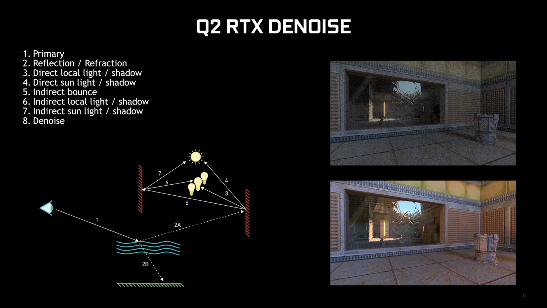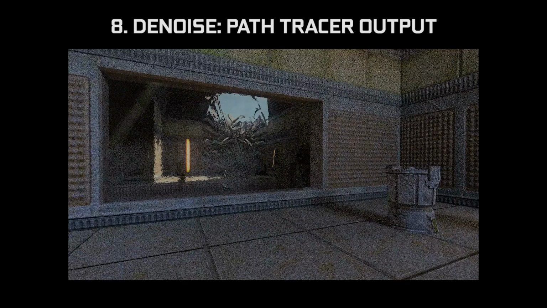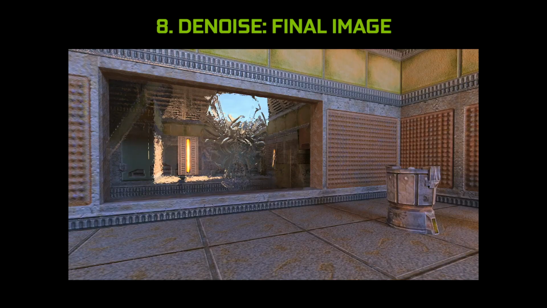The final step is denoising. For real-time rendering, we'll typically shoot a few to a few dozen rays per pixel. Denoisers take that relatively sparse sampling and then construct the final picture through a sophisticated combination of spatial and temporal processing.